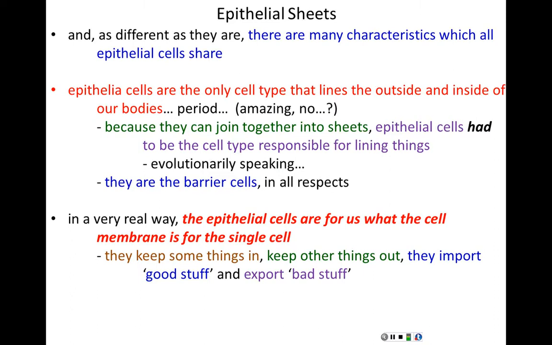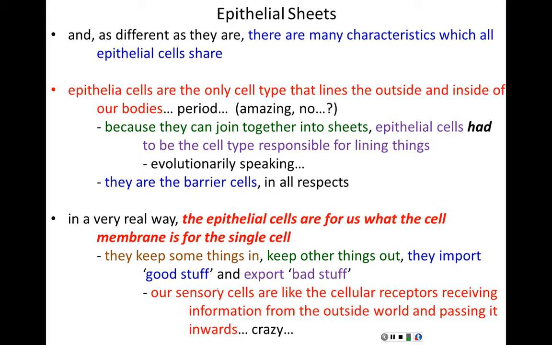Cell membranes do that as well. Epithelial cells import good things into us. When you eat, the nutrition that you get in your gut, that's absorbed through epithelial cells in your gut lining. That's good. We need that. And the epithelial cells is how we secrete all the bad stuff out of our body. Cell membranes do the same. Like I said, the analogy holds up no matter how far you take it.